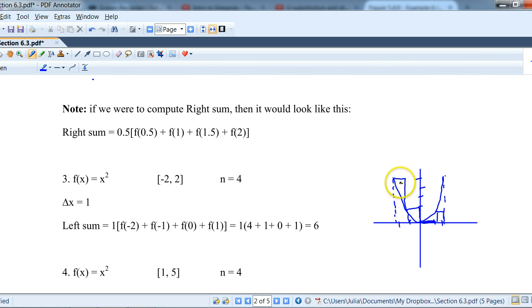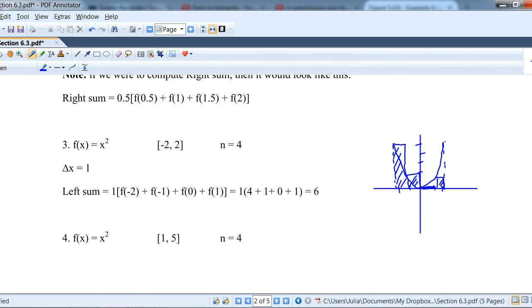So here we have 4 rectangles. Here is the first one, here's the second one, the third one was 0, and here is the fourth one. They all basically have the same width if you draw this correctly. And notice you may have a 0 for the height of some of the rectangles. Since we're just being asked for the left sum, we'll leave it right there.